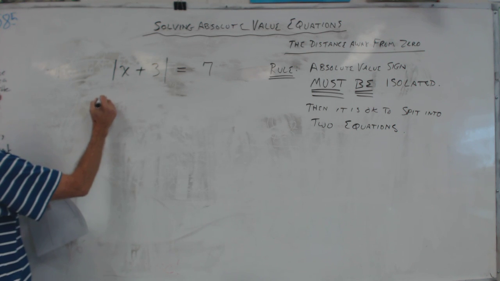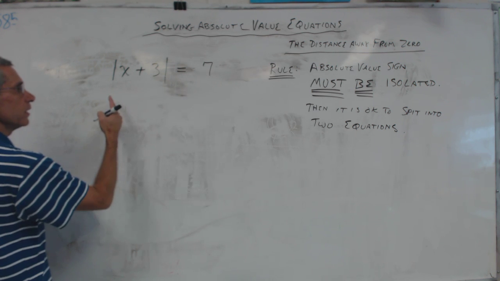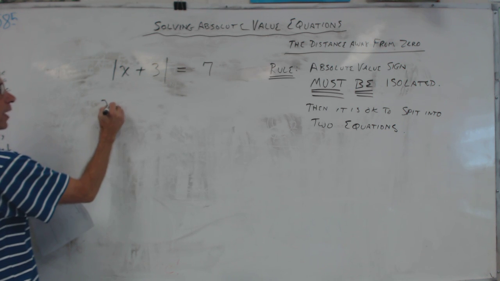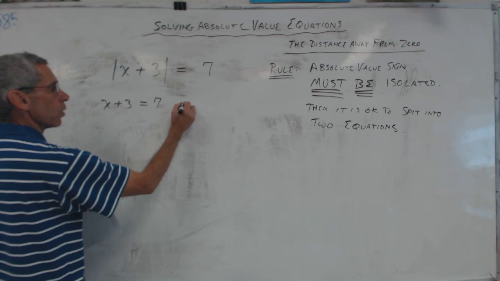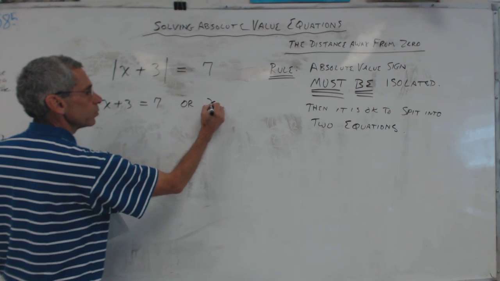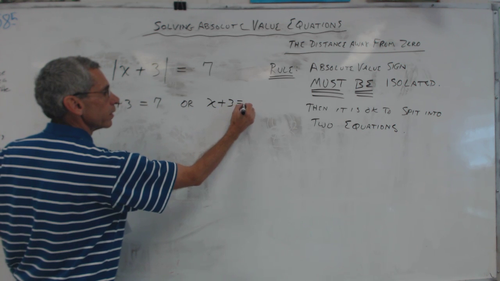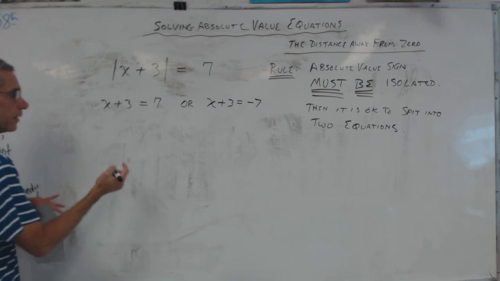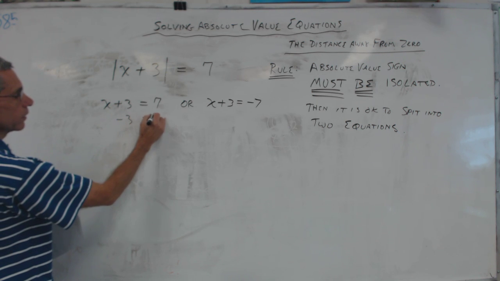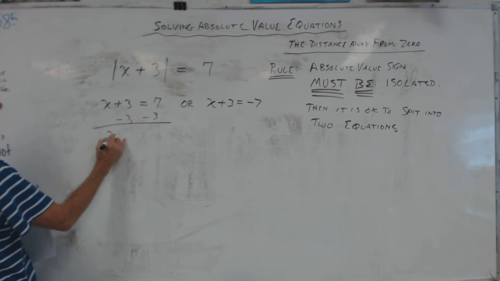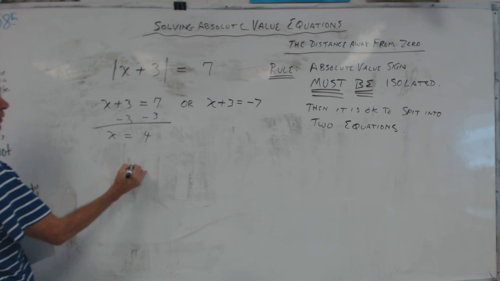All right, so the first thing is exactly what I see here without the absolute value lines: x plus 3 equals 7. And then I write or: x plus 3 equals what? Negative 7. And then I solve each one. So I have minus 3, minus 3 on both sides. I have x is equal to 4.